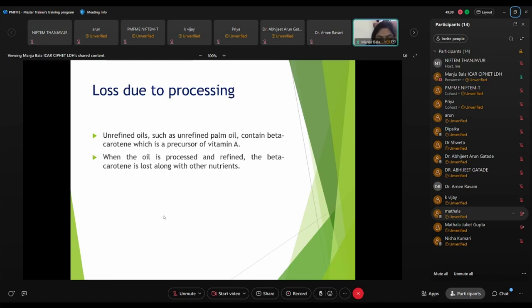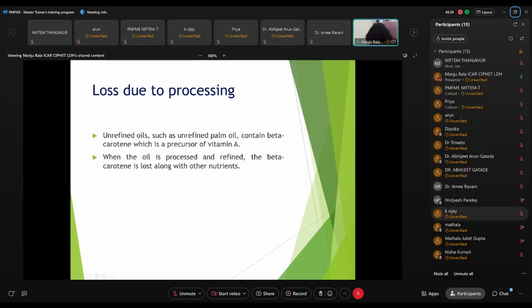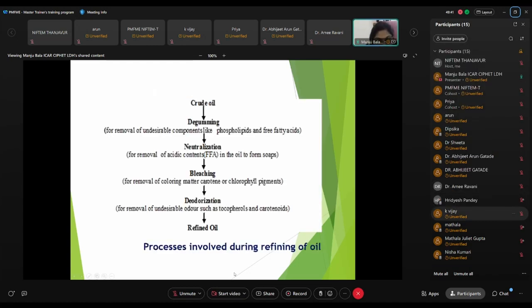You have studied processing. When you process crude oil, most of the beta carotene and vitamin E, these vitamins, are lost. You must have studied crude oil, degumming, neutralization, bleaching, deodorization. Refined oil is only oil and nothing else. You can see at every step something is being removed. Bleaching removes chlorophyll and carotene. Deodorization removes tocopherol, carotenoid, all components, which later on they add back in.